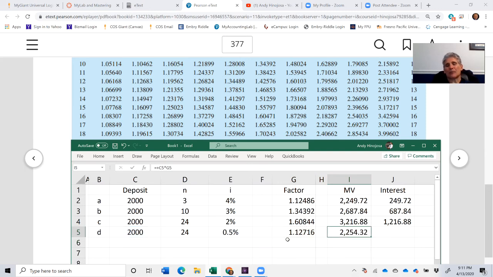We're going to take the $2,000, multiply it by the 1.12716. We'll come up with the maturity value of $2,254.32, and then we'll find the difference between the maturity value and the original deposit of $2,000. So the amount of interest earned was $254.32.